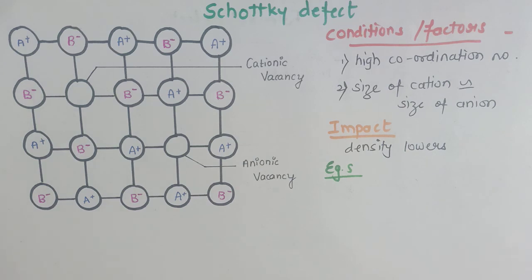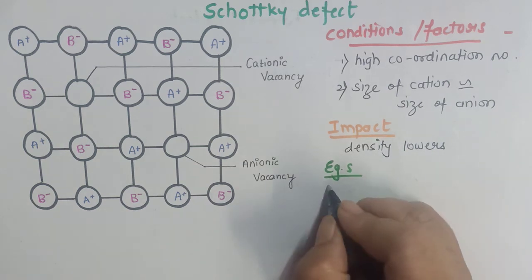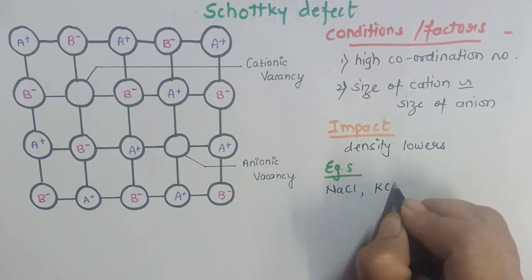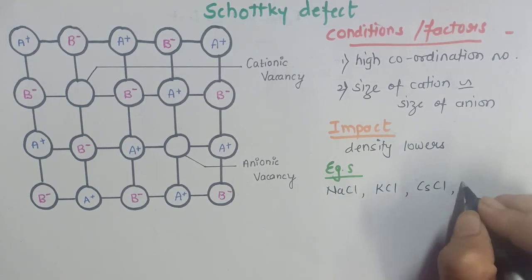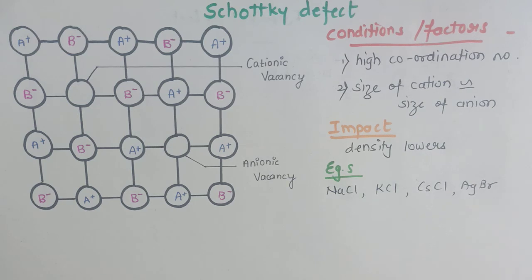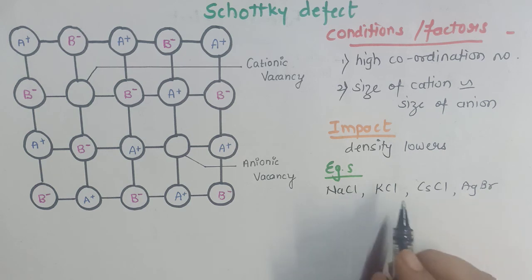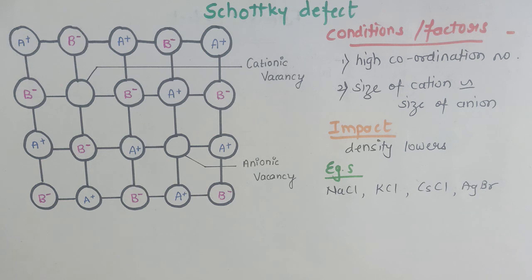The examples of compounds which show Schottky defect are sodium chloride, potassium chloride, cesium chloride, silver bromide, etc. Now we know there is a great difference of size between sodium and chlorine, potassium and chlorine, cesium and chlorine. Sodium, potassium and cesium are elements of group 1 and chlorine is an element from group 17. So there is a huge difference in the size, but due to trends changing in the periodic table, the size of cation becomes almost equal to size of anion.